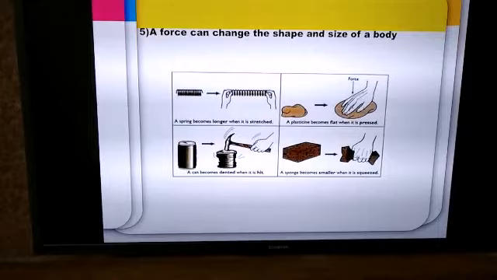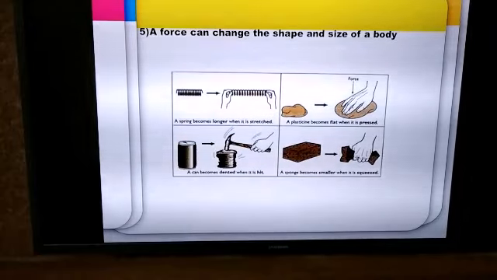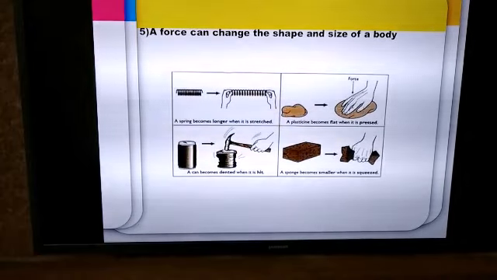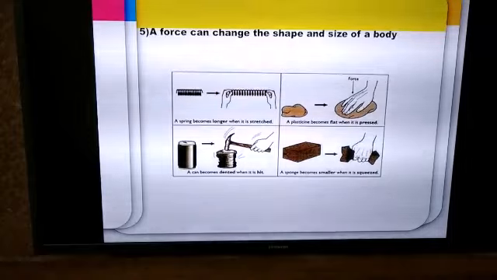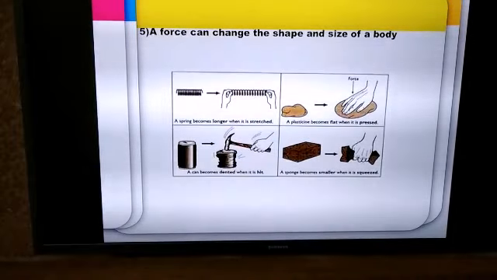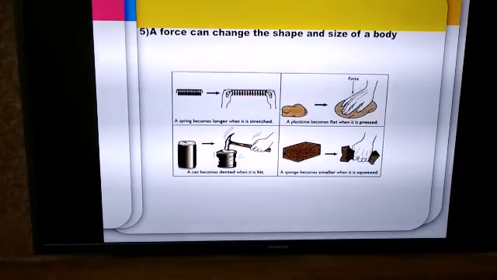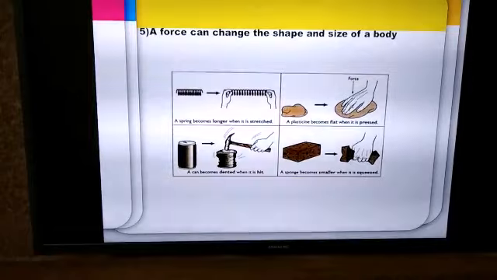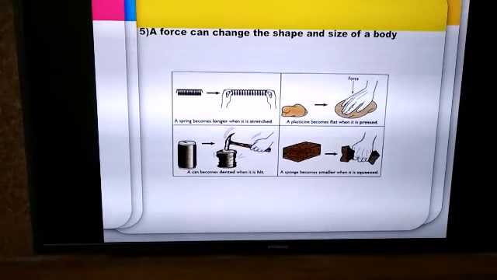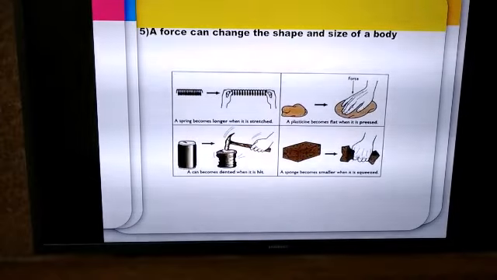A force can change the shape and size of a body. If we take a spring and stretch it, we find that the shape and size changes. So what have we done here? We have applied a pulling force on the spring when we are stretching it. If we take clay and press it, we find that its shape changes. So once again there is application of force and the shape of the clay changes by applying force.